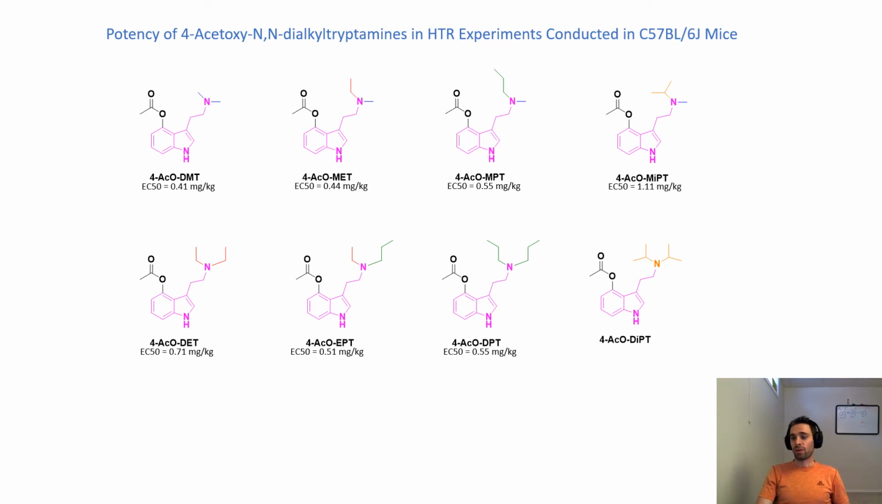And the last compound, 4-ACO-DIPT, where we change them to isopropyl groups, the potency decreases by quite a big margin here. So the general idea is quite interesting. When we have the ester at the 4 position, the compounds behave slightly differently than if we have the alcohol at the 4 position.